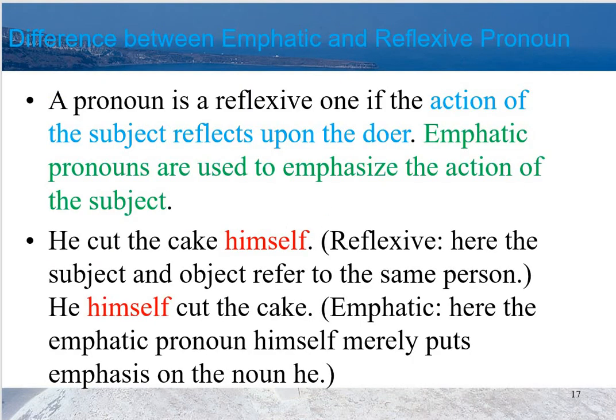Difference between emphatic and reflexive pronoun. A pronoun is the reflexive one if the action of the subject reflects upon the doer, if action goes back to the doer of an action or to subject. Emphatic pronouns are used to emphasize the action of the subject. Emphatic pronouns emphasize on action. He cuts the cake himself. This is reflexive. Here the subject and the object refer to the same person. He himself cut the cake. This is emphatic because here the emphatic pronoun himself merely puts emphasis on the noun he.